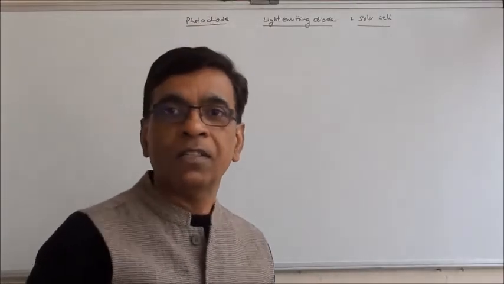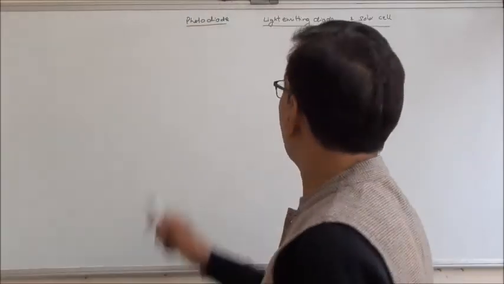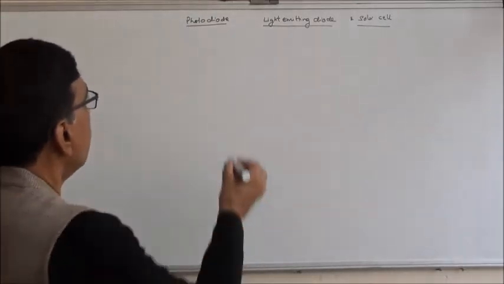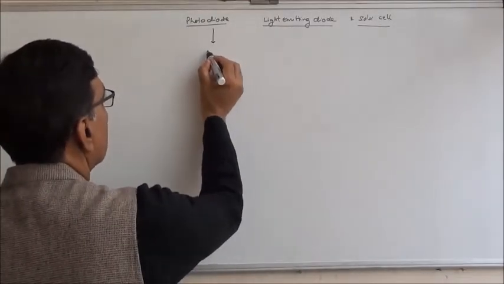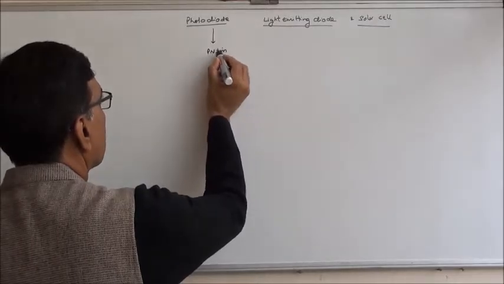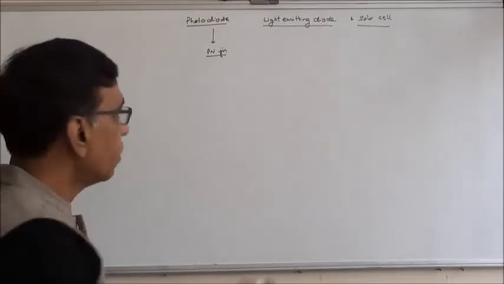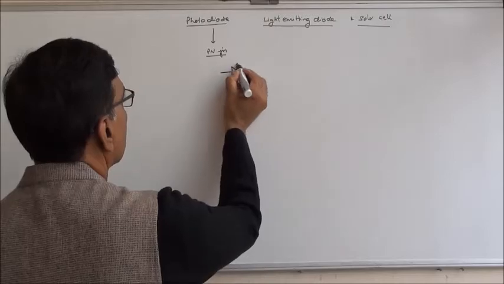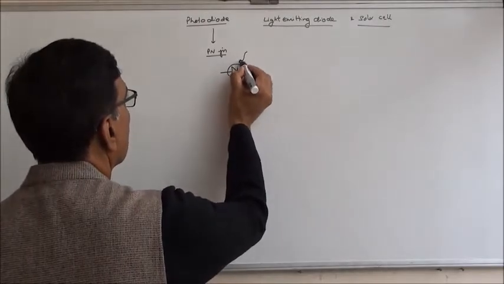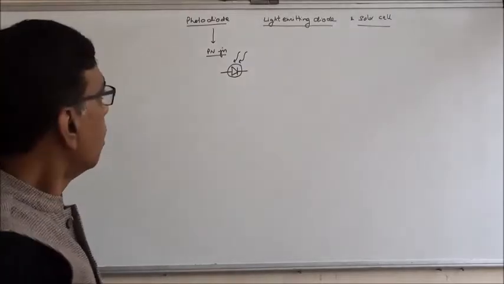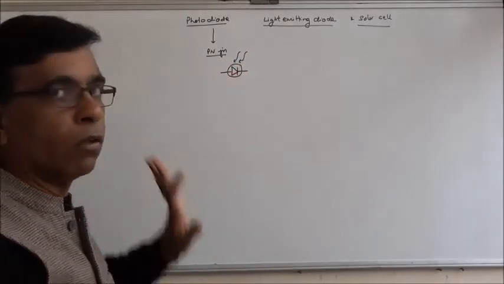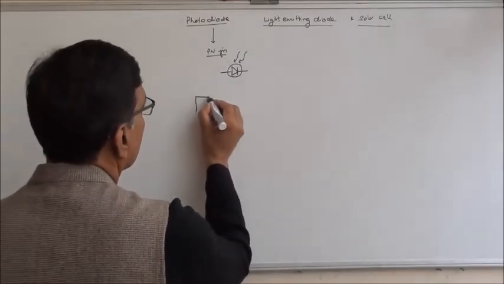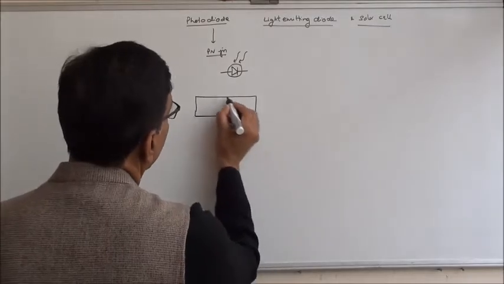Hello everyone. Let us now discuss the working of photodiode, light emitting diode and solar cell. Photodiode is a PN junction which works when light falls onto it. This is a symbol that we use, light falling on a diode. How does it work? It's a PN junction actually.